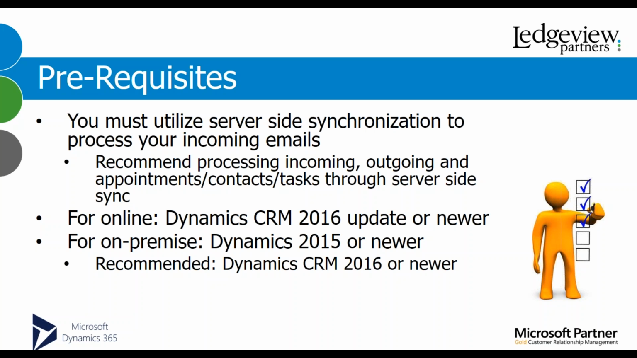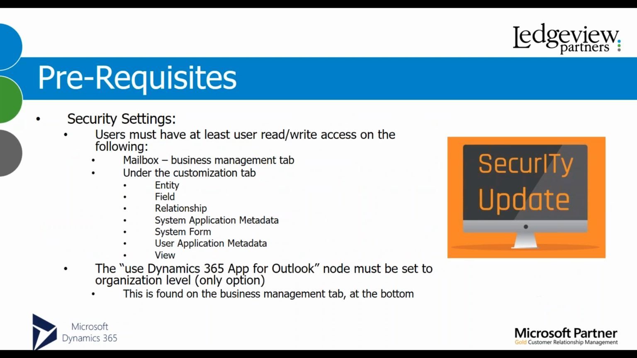And for online, if you're an online customer, online Dynamics, you need to have CRM 2016 update or newer, not just CRM 2016. It has to be the update or newer. And then for on-premise, you can actually do 2015 or newer. However, we highly, highly recommend not doing it unless you're on 2016 or newer. Then there are some security settings that you want to set up before you try to configure the app. Specifically, you need at least user read-write access to the following areas.